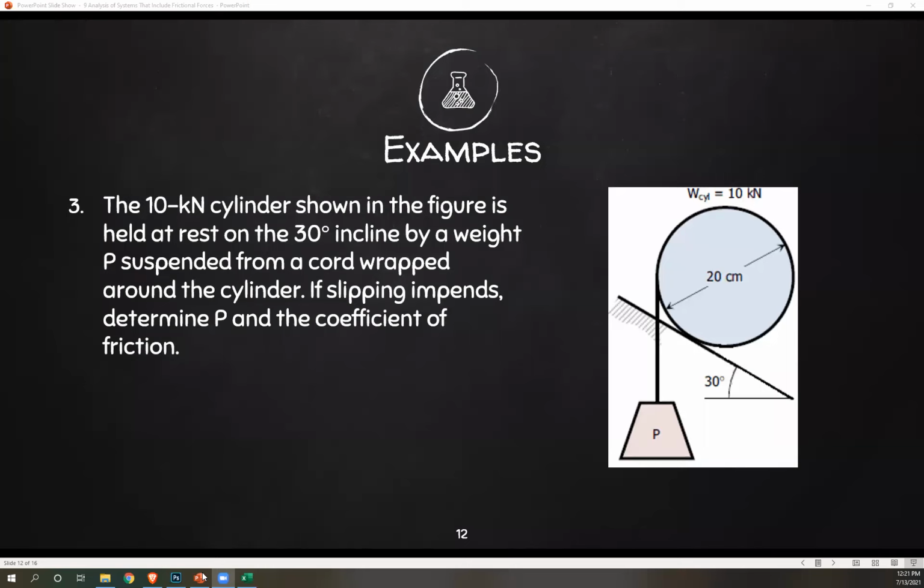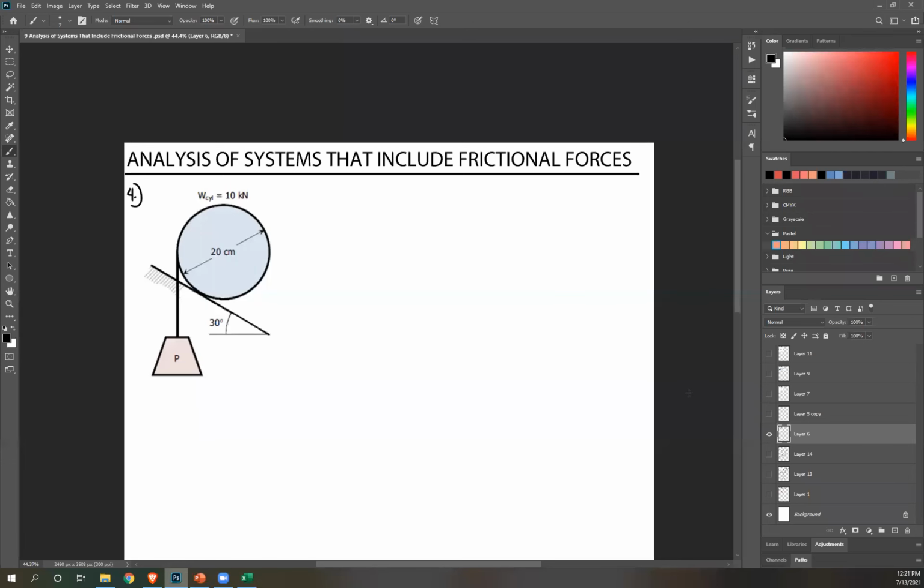The 10 kilonewton cylinder shown in the figure is held at rest on a 30-degree incline by a weight P suspended from a cord wrapped around the cylinder. So you have this incline, you have your cylinder, and then there's weight hanging that was wrapped around it, keeping this in equilibrium, meaning it's not moving. If slipping impends, determine P and the coefficient of friction. So we're looking for two things, again, P and mu. It's impending, therefore there's no movement, so that's static component of friction, or component of static friction.